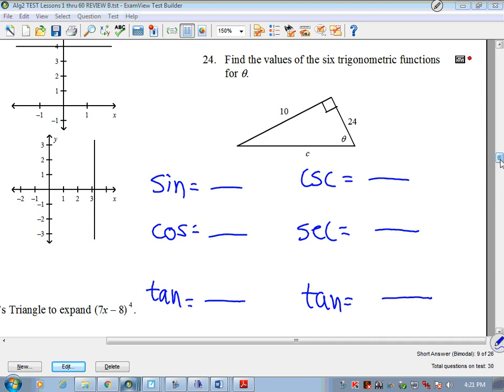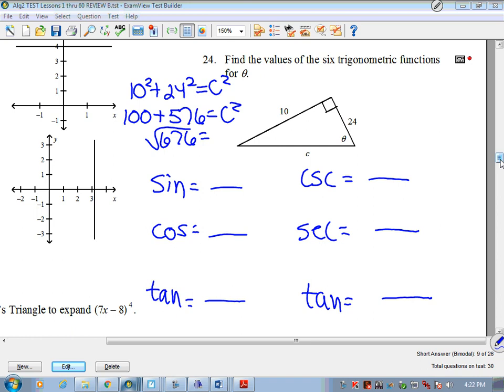We find the hypotenuse by setting up the Pythagorean theorem. 10 squared plus 24 squared equals c squared. We know this is 100. I'll have to look up 24 squared, which is 576. Okay, we got 676, which we're going to square root. Square root of 676 is 26. So we know our hypotenuse is 26.